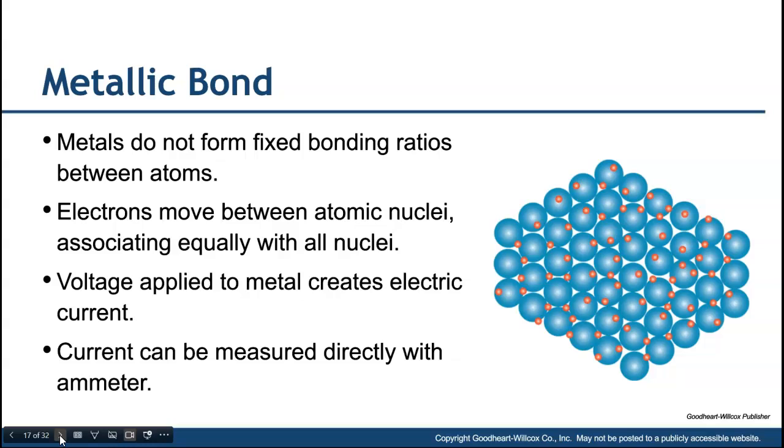Metals don't form fixed bonding ratios between the atoms. Your electrons can move between the atomic nuclei, associated equally with all of your nuclei. And voltage applied to metal creates an electric current. You are all familiar with that. We measure that current directly with an ammeter.